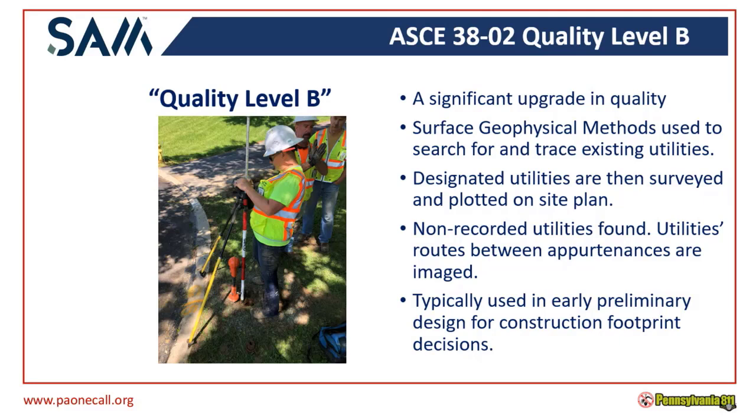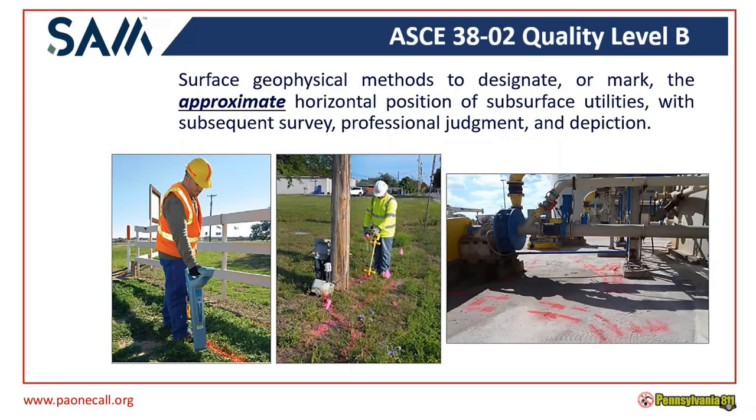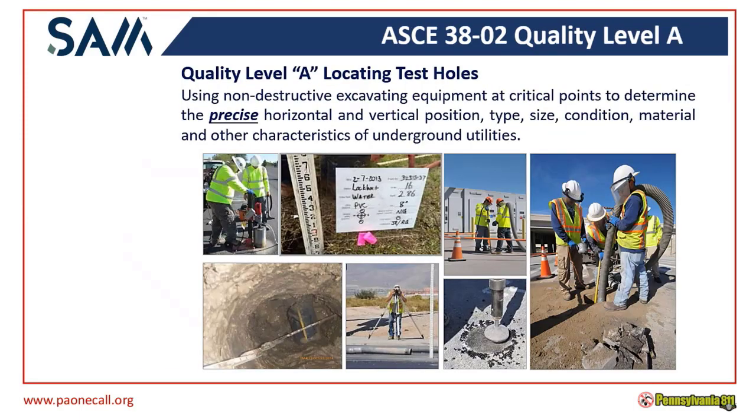As you keep moving up through the quality levels, you will start to run into issues where, hey, maybe quality level B is not enough. In quality level B, we are only going to be able to provide the horizontal position of that utility. Well, what if it is an electric duct or a telephone duct? Hey, how wide is it? How big is it? You don't know those answers. That's where, in addition to quality level B, you keep going through the quality levels to quality level A. This is the test holes where you will actually physically expose the utility.